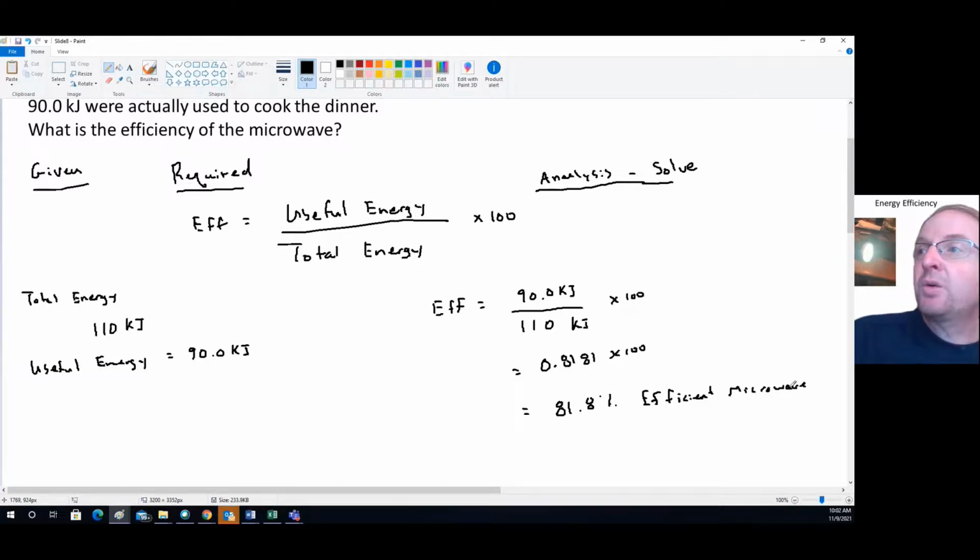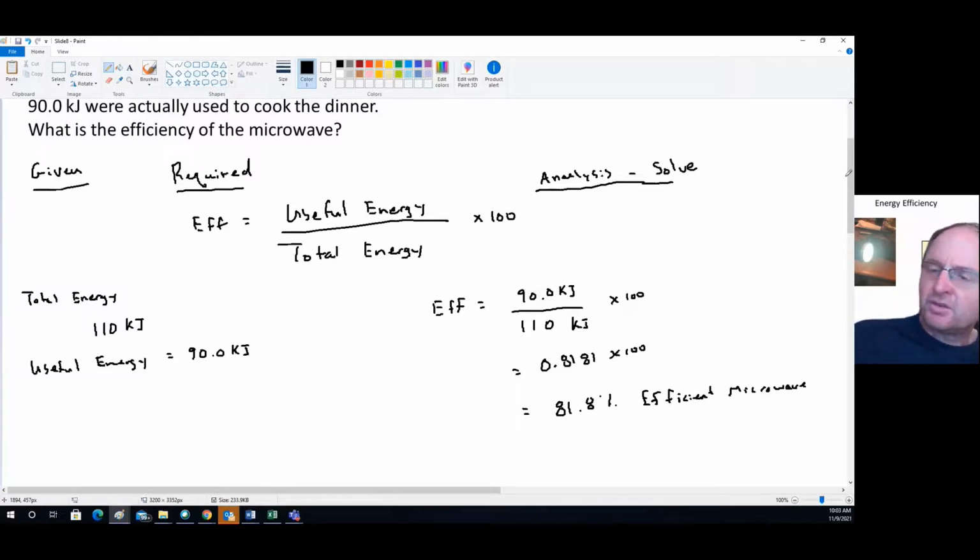And if you think about it, your microwave, yeah, most of the energy goes into cooking the dinner, according to this at least. But on the sides of the microwave, you can feel heat, right? And that's lost, and that's inefficient. What's going on? There's energy being given off by the wires and stuff, some heat. So it can never be 100% efficient.